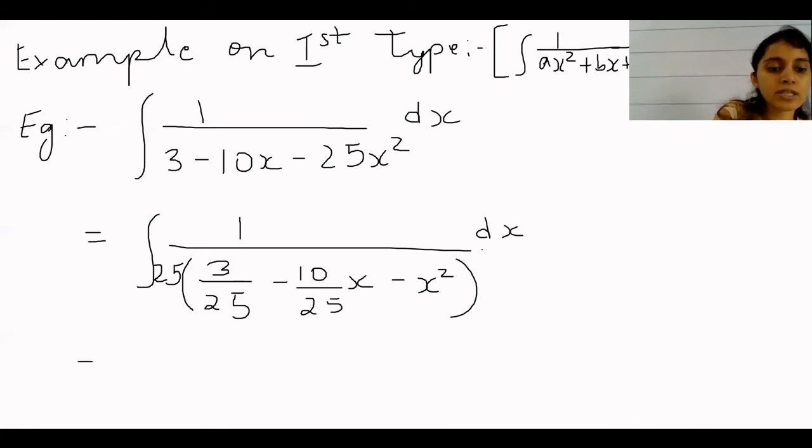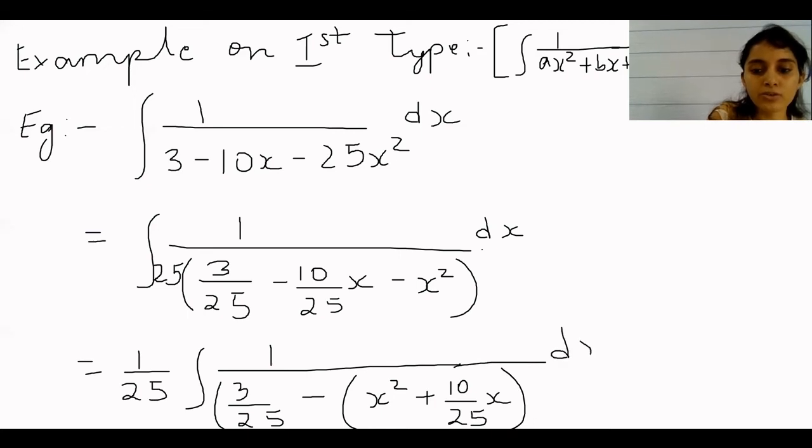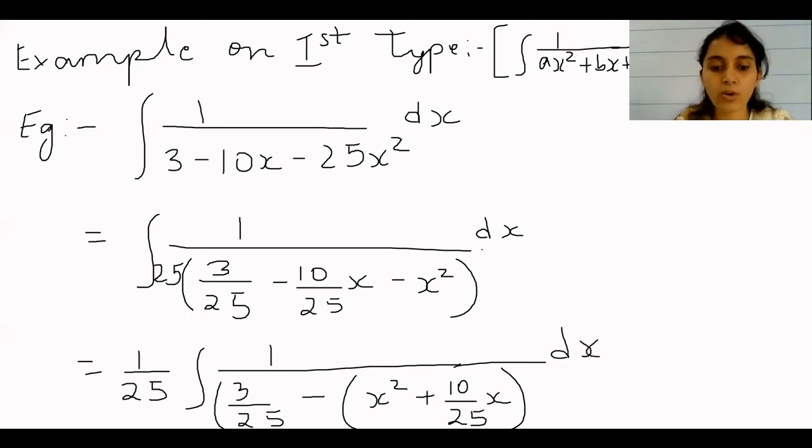Now, next step is take 1 by 25 outside the integral. That was our next step in the steps that we had written. And write the denominator in the form 3 upon 25, minus sign outside, and I get x square plus 10 upon 25x. Now we are going to use the completing the squares method. Now what does that mean?